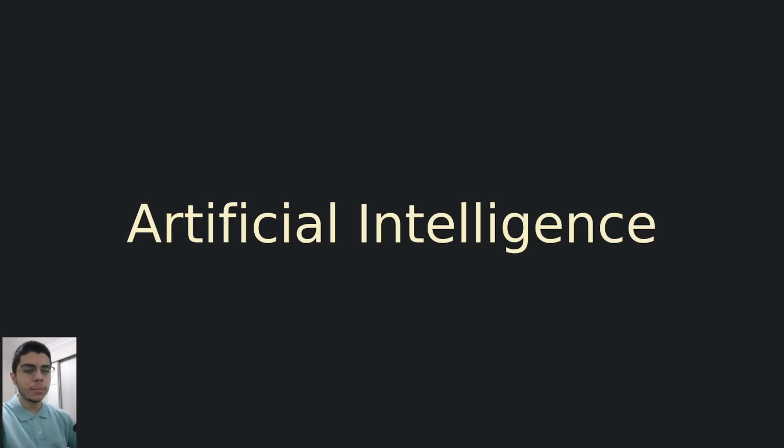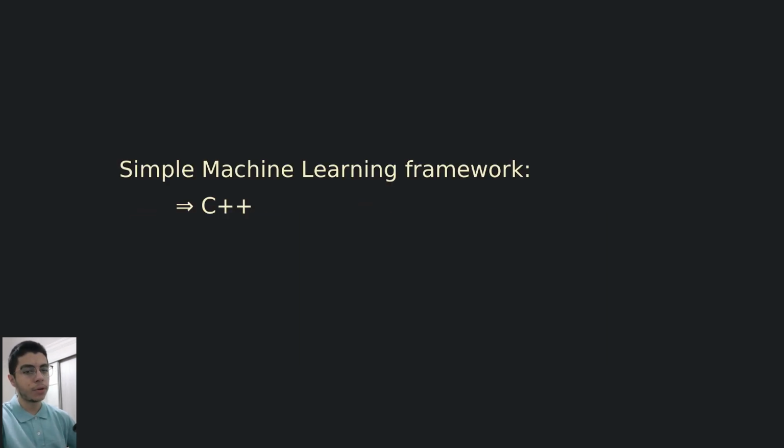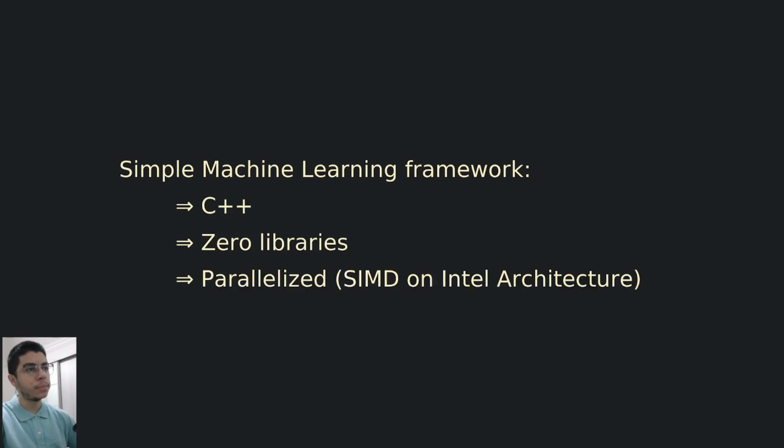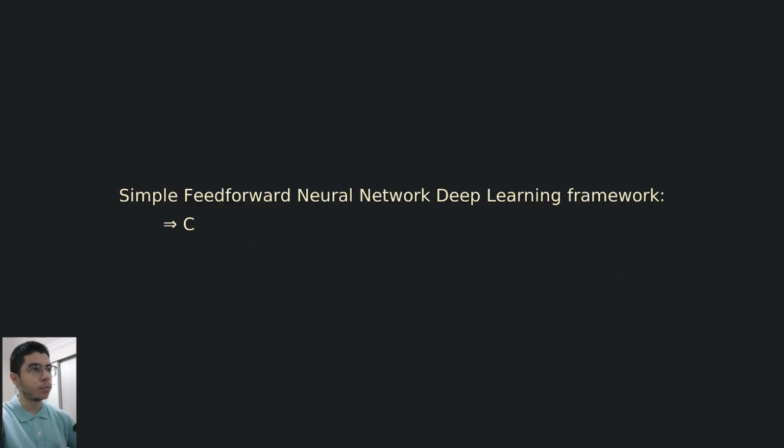I have written a simple machine learning framework in C++ from scratch. That means zero libraries. It utilizes SIMD instructions for parallel processing on Intel architecture. I have also written a simple feed-forward neural network deep learning framework in C, as I favor it to C++ by a long mile. It is also written from scratch.